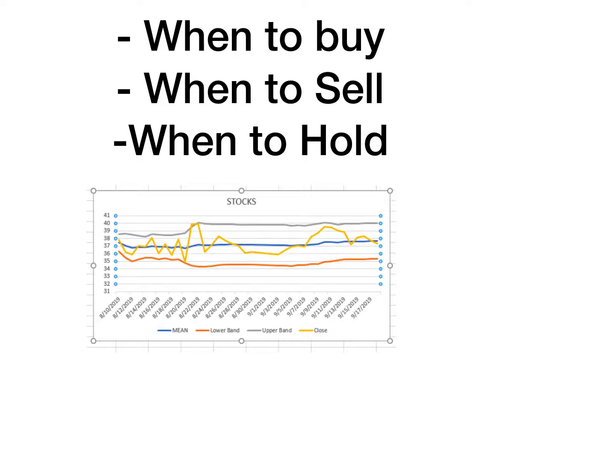The best time to sell after buying is when the price touches the upper band. So on the same day, August 20th, you can sell at 40. You can buy at 36 and sell at 40 and make a profit. And the best time to hold is when the price touches the mean. At this point, you are neither selling nor buying, because you don't know which direction the price is going.